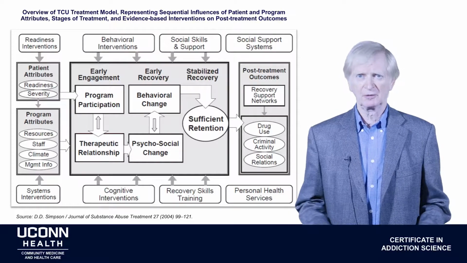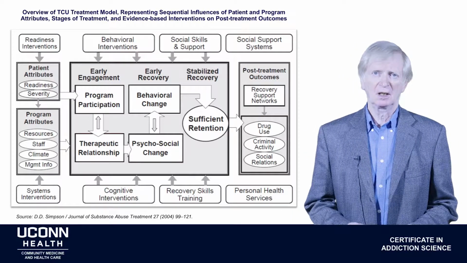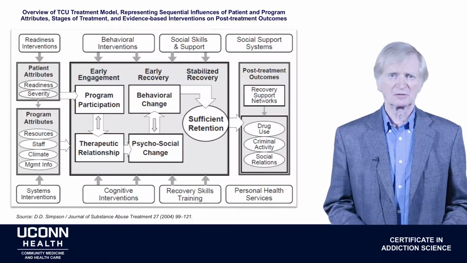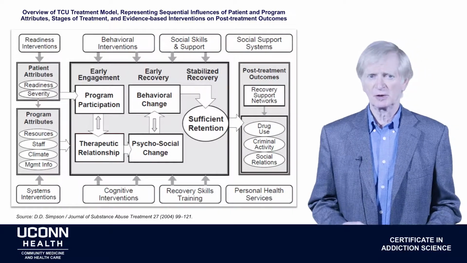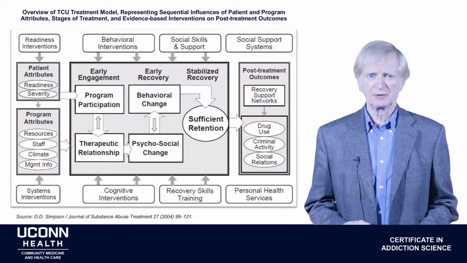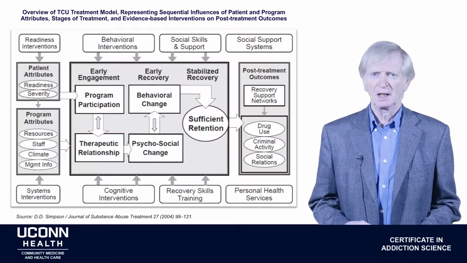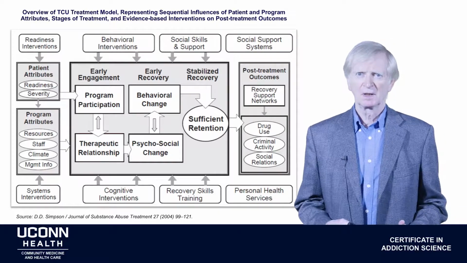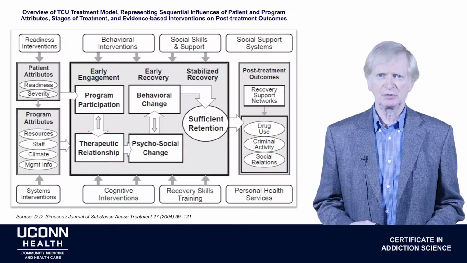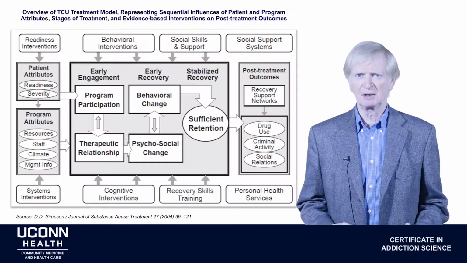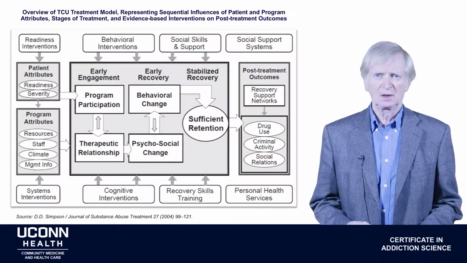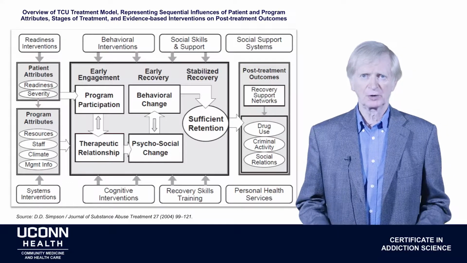If you look at this model, in the upper left-hand quadrant, you see patient attributes. The ones that are listed are readiness for treatment and severity of substance abuse. But there are many others that we're going to talk about this week. And they're not the only variables that affect treatment outcomes. Obviously, program attributes, the staff, the climate of the setting, and the resources available to help manage people effectively are going to play an important role.